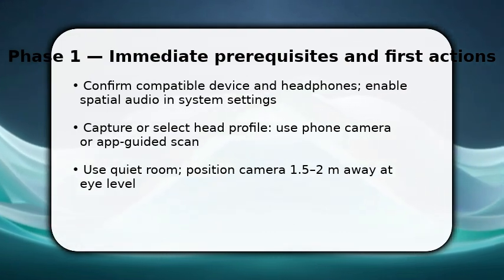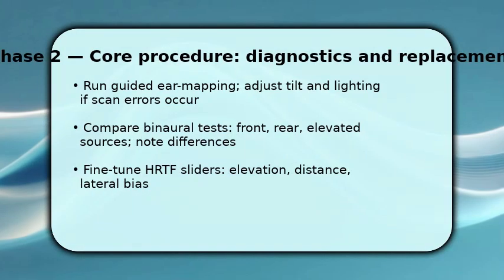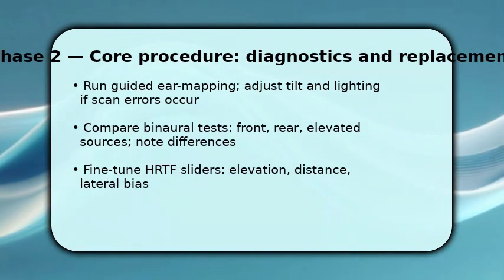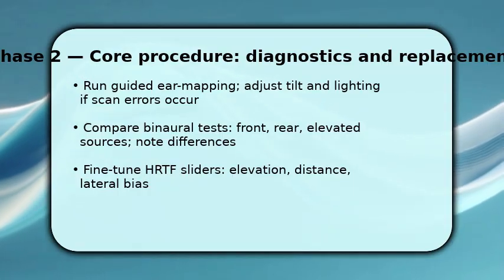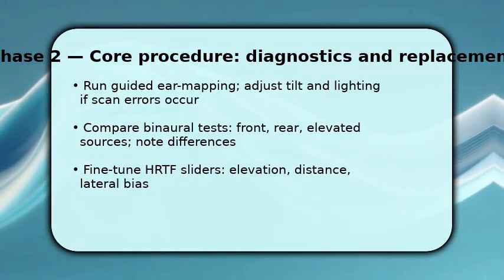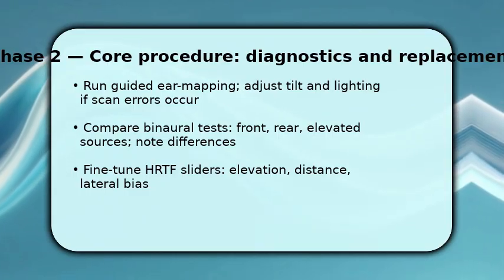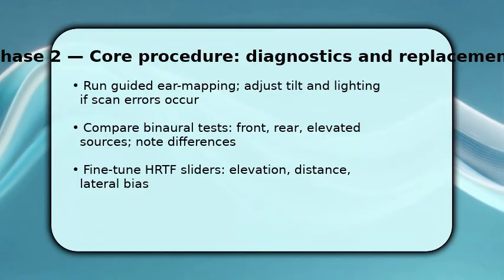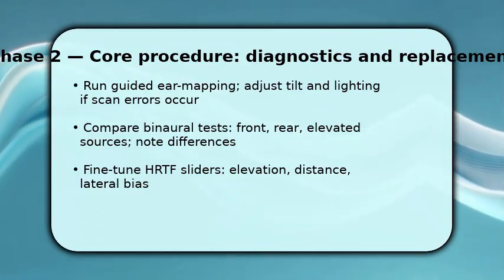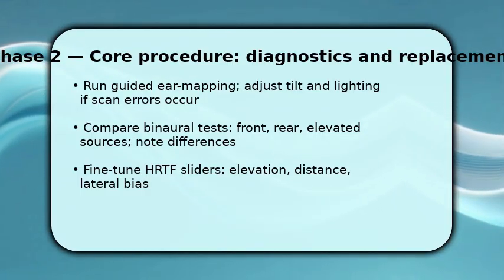Now refine your personalization with the app's detailed steps. Run the ear mapping routine and correct lighting or tilt issues when prompts appear. Listen to binaural test tracks for front, rear, and elevated sources. Pay attention to perceived height and distance. Use the HRTF sliders to adjust elevation and lateral bias to match how real sounds appear to you.